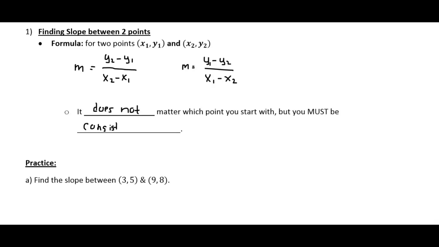So what that means is you cannot do y1 minus y2, and then switch it for the x's and go x2 minus x1. You cannot do that. So you just have to stay consistent. If you go that way, you have to go that way for both. If you go the other way, you have to go that way for both. Just stay consistent. So we'll do a couple of examples through 2 points.